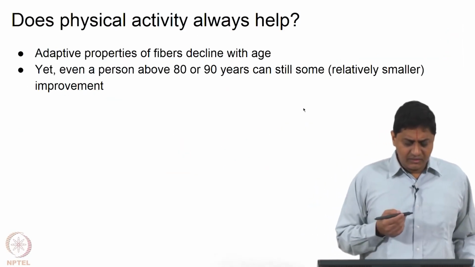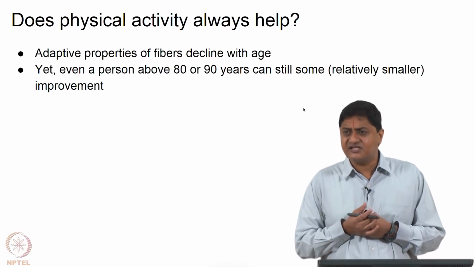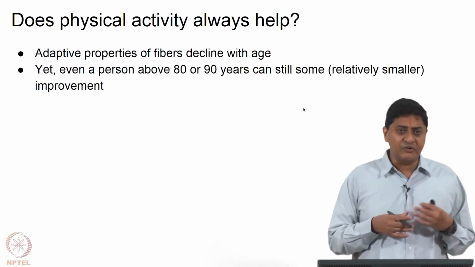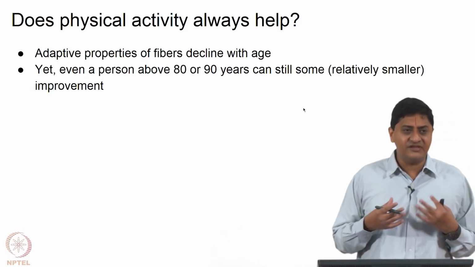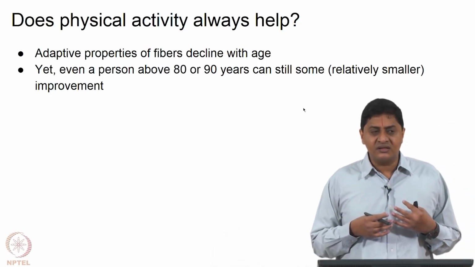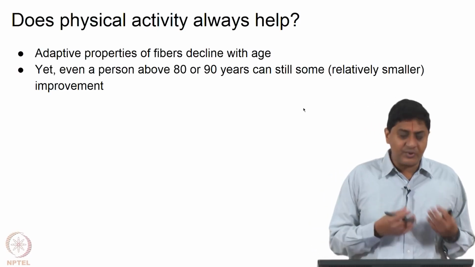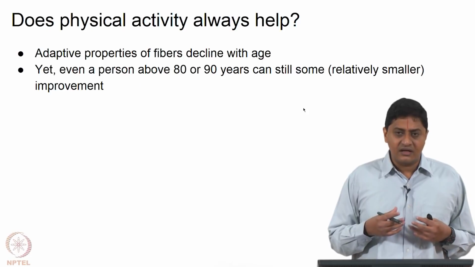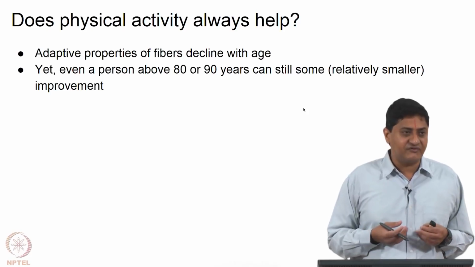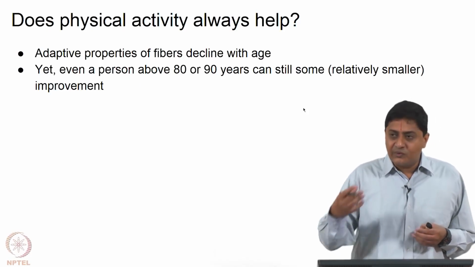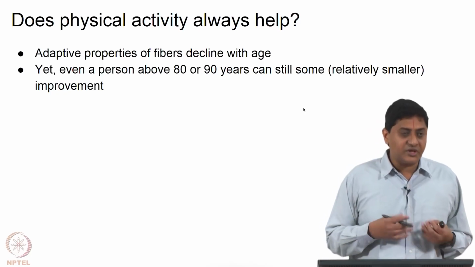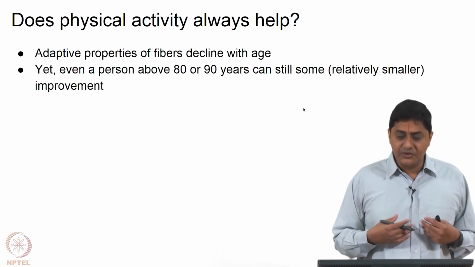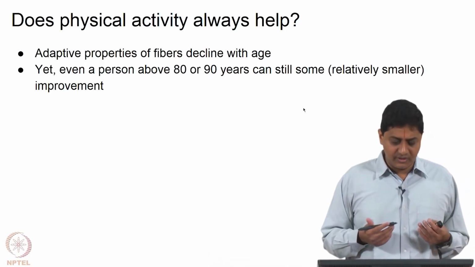So, a question is, does it always help? Does it help if you are older? Physical activity, it turns out that adaptive properties of fibers decline with age. So, the response is going to be greatest when you are young. So, exercise has the greatest benefit when you are young. As you get older, the physiological response of the body is going to decline.